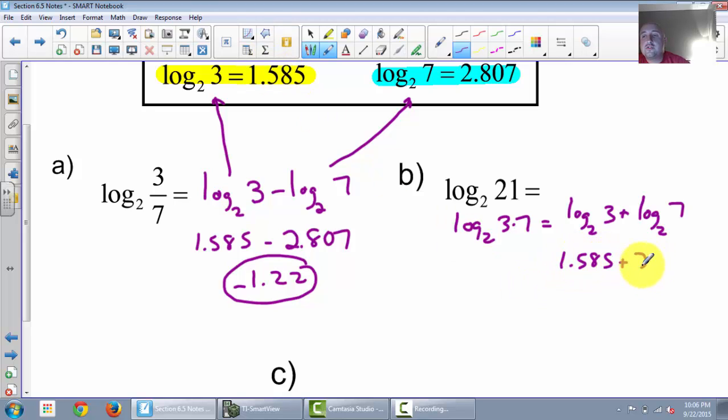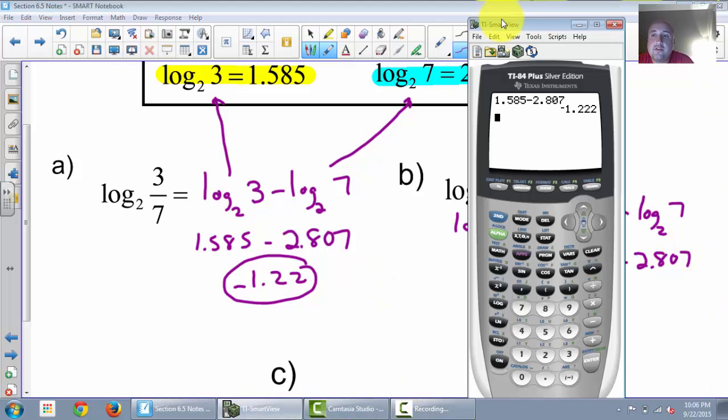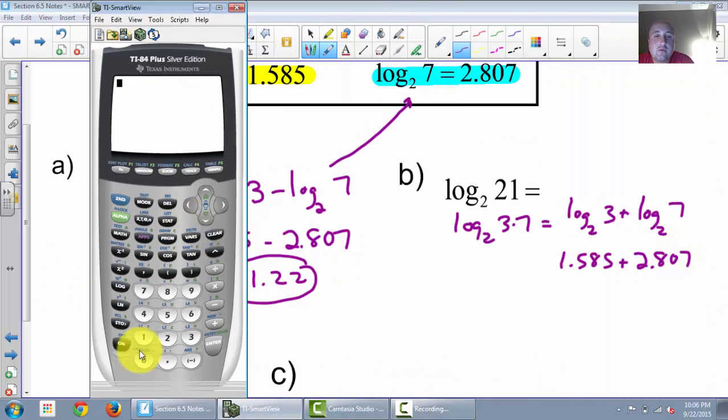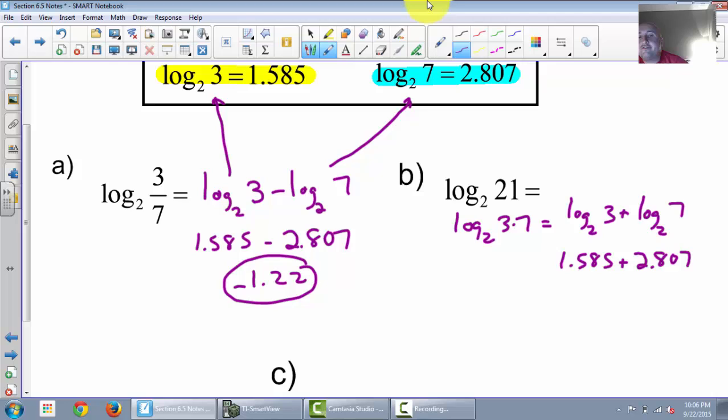So I have 1.585 plus 2.807. And what does my calculator tell me for that? So the same thing, 1.585 plus 2.807 is equal to 4.392. So 4.392. And there's our answer to that one. Okay, so those two are done.